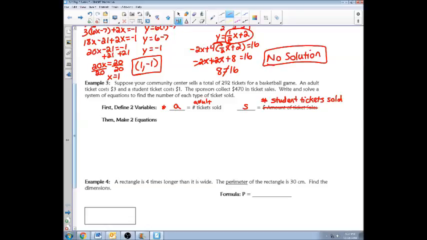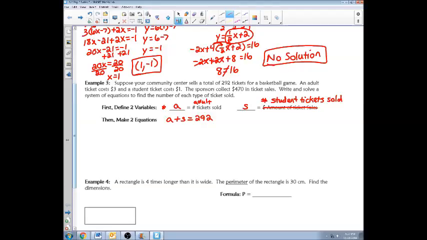Well, how can I write an equation that uses both my variables and talks about 292 tickets for a basketball game sold? Well, that would be the number of adult tickets plus the number of student tickets equals 292 tickets total, right? Now, the next part says an adult ticket costs $3.